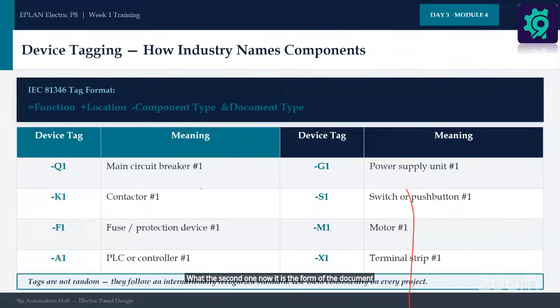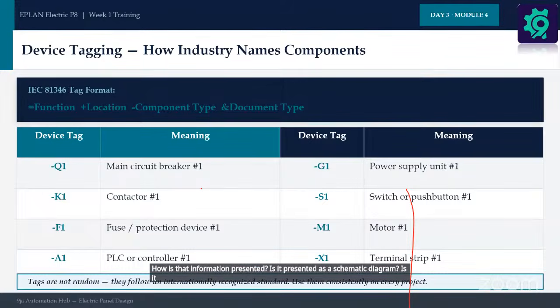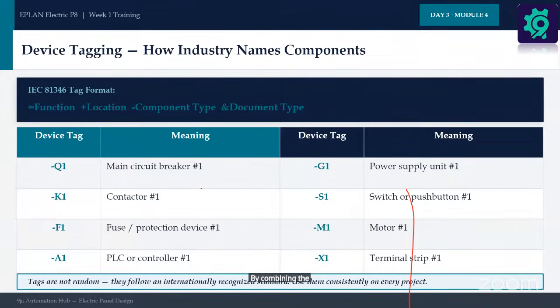The second one is the form of the document. How is that information presented? Is it presented as a schematic diagram, as a table, as a list, or as a three-dimensional representation?